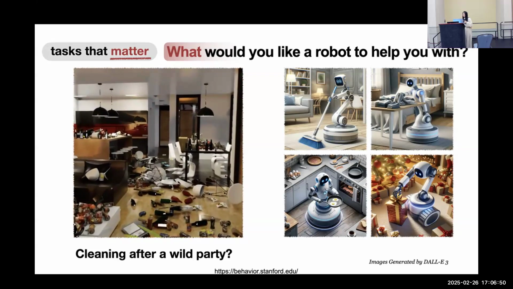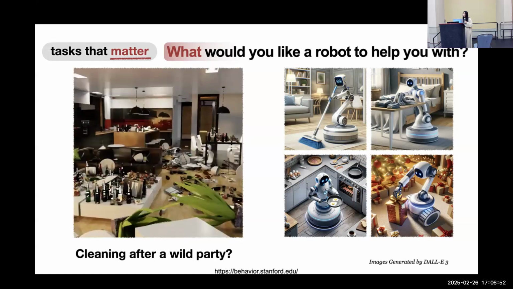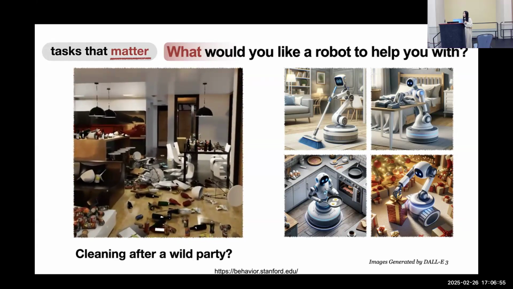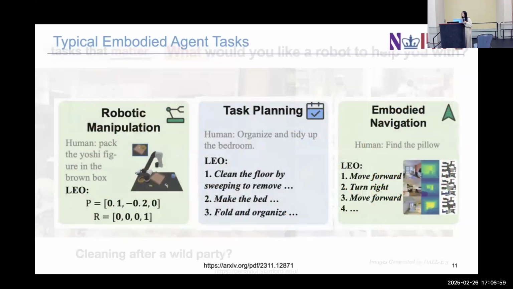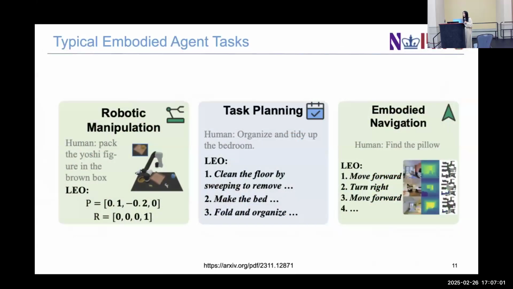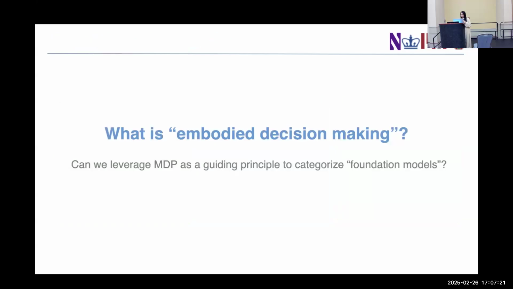This kind of task, interacting with the environment, like cleaning the house after the party, involves a lot of different objects. So this kind of task can be generally categorized into 3 types. I think this is the most widely used framework in academia currently: we perform robot manipulation or task planning to focus on some high-level task, or we can also do embodied navigation to understand the environment better by interacting with the environment.